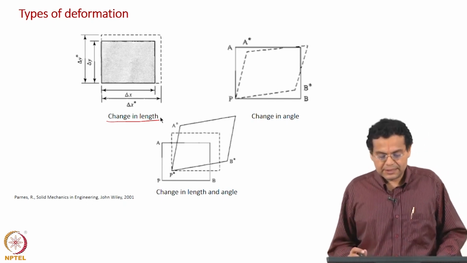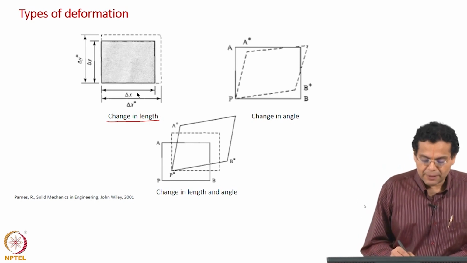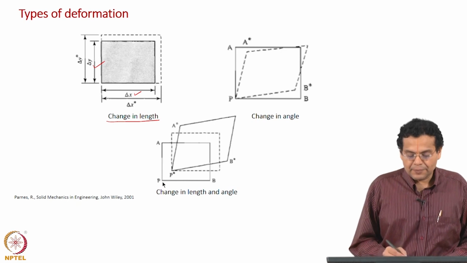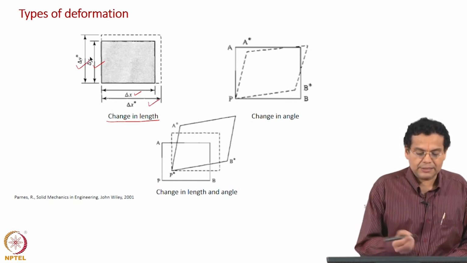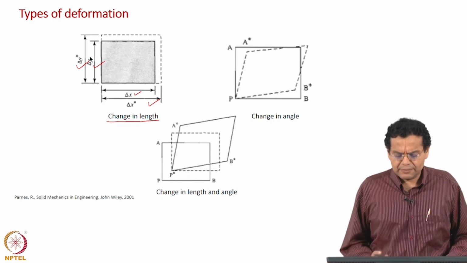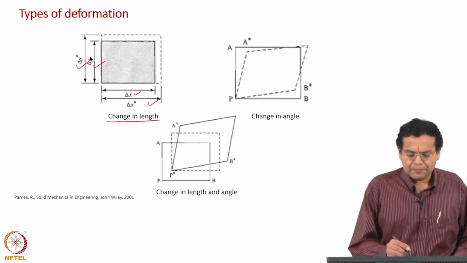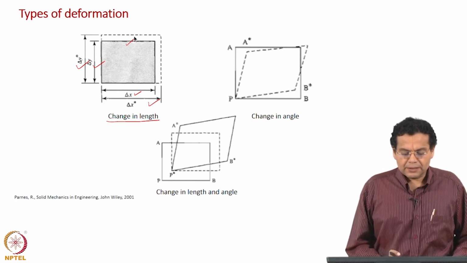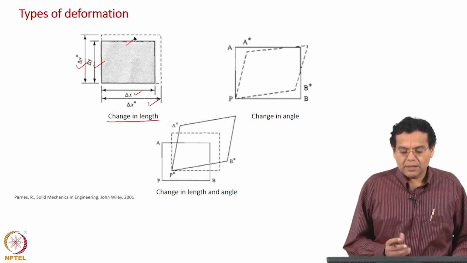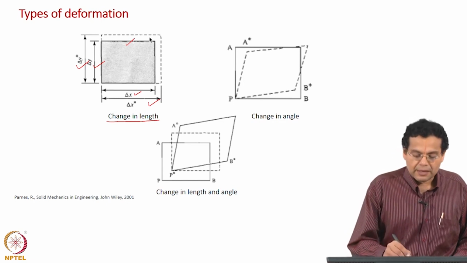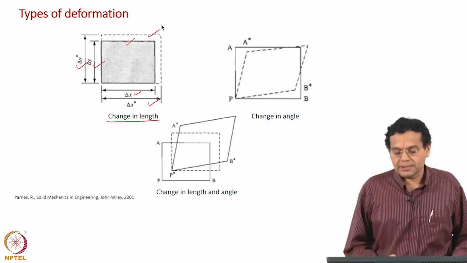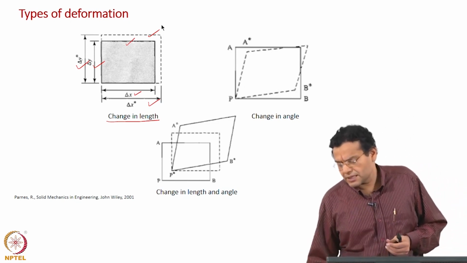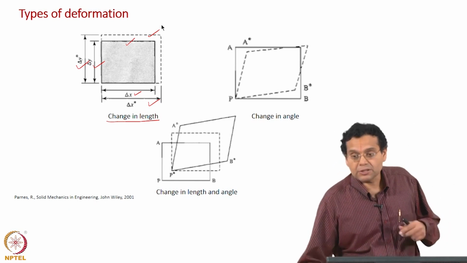Now, that is what is shown here. We have a plate of delta x and delta y length and width, and that becomes delta x star and delta y star. Most of the times in terms of our figure, the continuous line represents the dimension of the solid before you apply the force, and the dotted line or the dashed line represents after you apply the force. I think remember we discussed when we discussed the difference between solid and fluid mechanics.